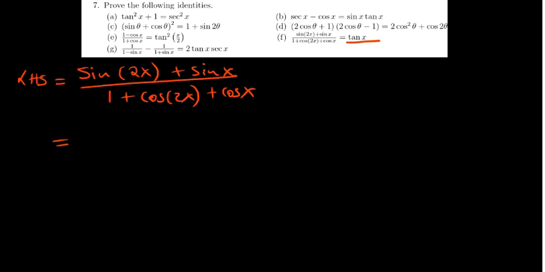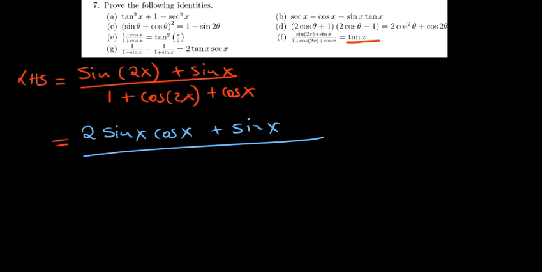This looks so complicated and intimidating, even to me. Let's try to see what we can do. For sine double angle, I believe you now know how to show it, it will be 2 sine x cosine of x, and then plus sine x. For the denominator, we have 1 plus cosine double angle, which is cosine squared of x minus sine squared of x, and then plus cosine of x.